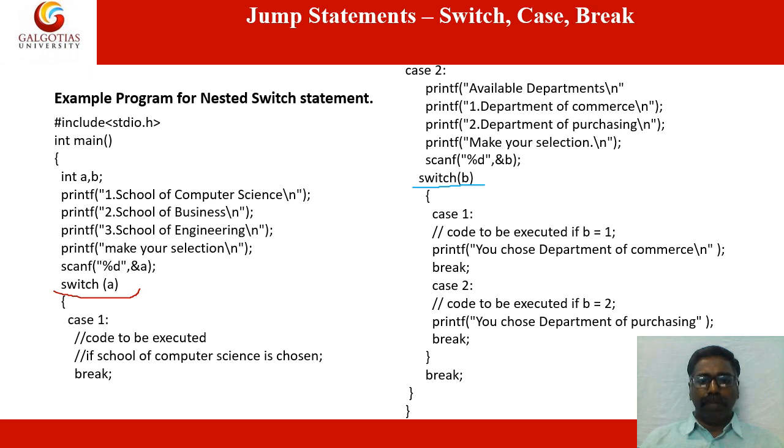Inside the switch B, now again we need to construct our own cases and our own block of code and break statement. Here you can see in the inner switch, that is switch B, we are having two cases. First one is we are going to say to the user you choose Department of Commerce. If it is case 2, we need to display you choose Department of Purchasing, and then we need to give the sufficient break statement respectively according to the block.